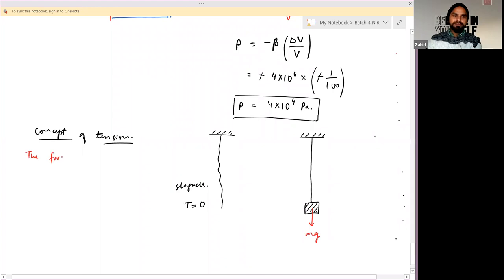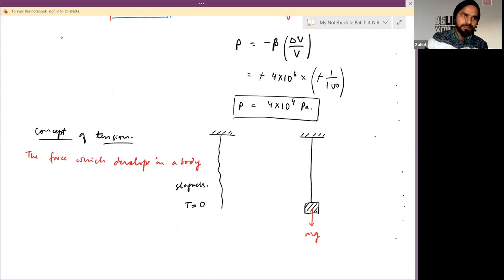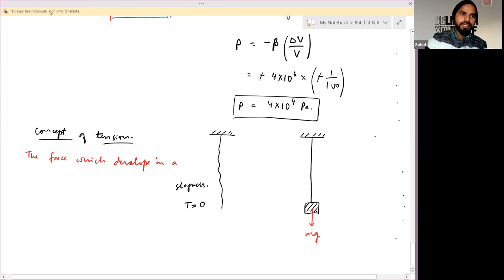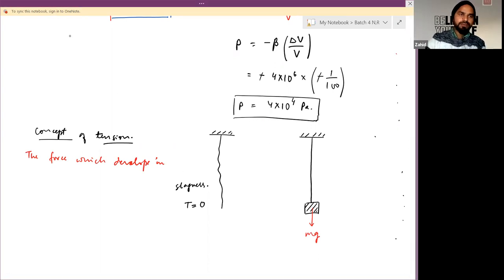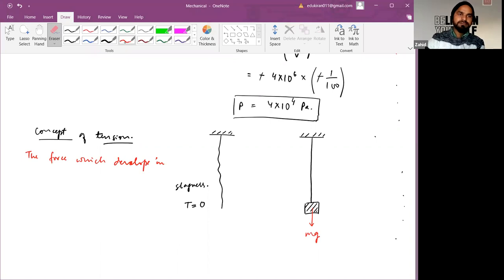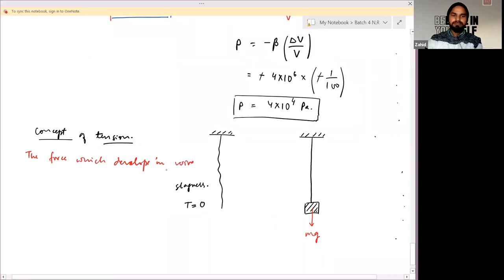So tension is the force which develops in a wire, string, or rope due to its straightness. It is called tension.